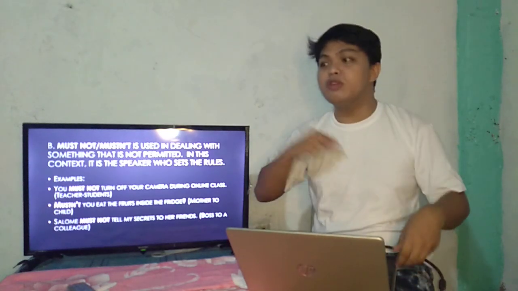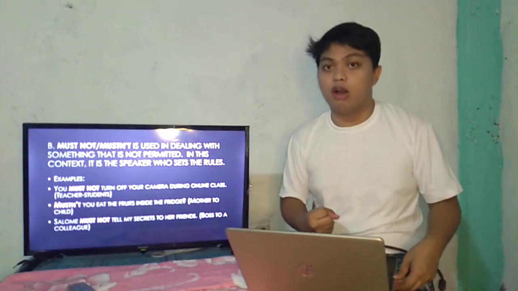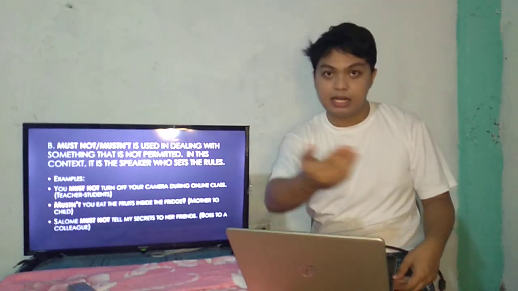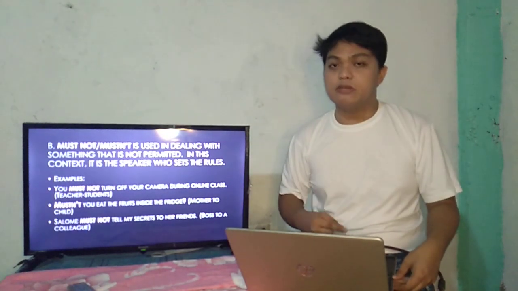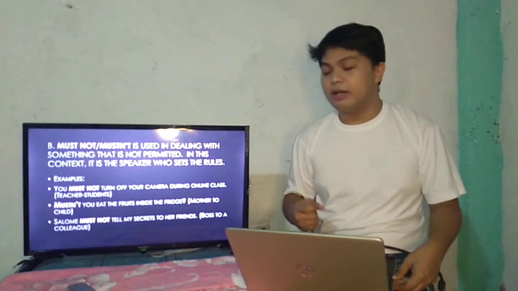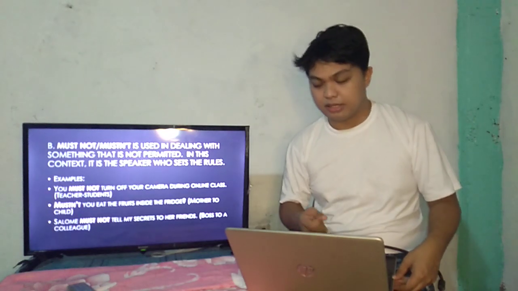So, ikaw yung mismong nagbabatas. Very strong ang prohibition mo. Hindi na kailangan ng policy na i-agree ng lahat ng tao. Ikaw na mismo ang gagawa ng policy or ikaw na magseset ng rules para magamit mo ang must not or mustn't.